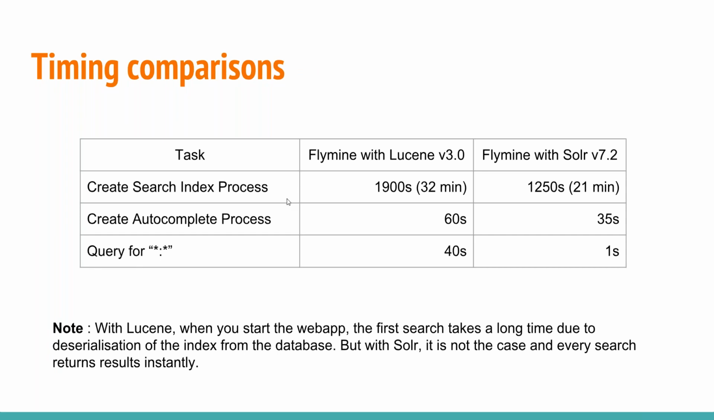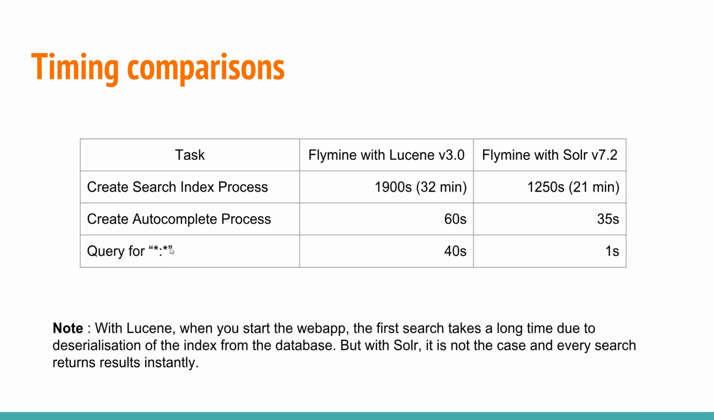We did a small timing comparison for both the Solr and Lucene versions. When creating the index with FlyMine, Lucene takes around 32 minutes, but with Solr it takes about 21 minutes. So that's a fair improvement on Solr's part. And the autocomplete process takes about 60 seconds in Lucene and 35 seconds in Solr.